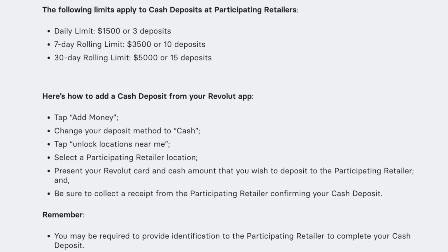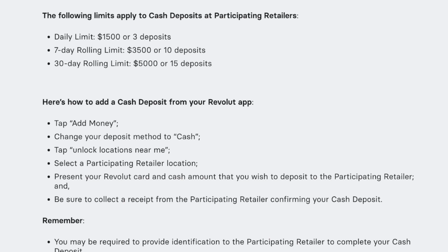Here's how to add cash deposit from your Revolut app. Tap Add Money, change your deposit method to cash, tap Unlock Locations Near Me, select a participating retailer location, present your Revolut card and cash amount that you wish to deposit to the participating retailer, and be sure to collect a receipt from the participating retailer confirming your cash deposit.